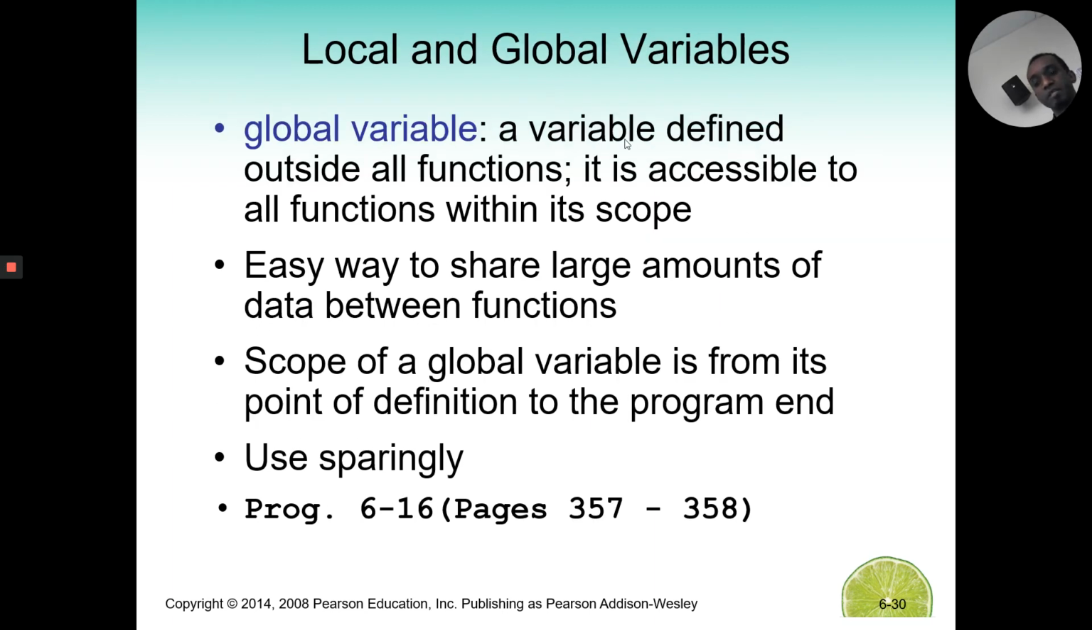And a global variable, we said, is defined outside of all functions. It's accessible to all functions within its scope. Within its scope means within its accessibility. Okay. It's an easy way to share large amounts of data between functions. The scope of a global variable is from its point of definition to the program end. Use it sparingly.